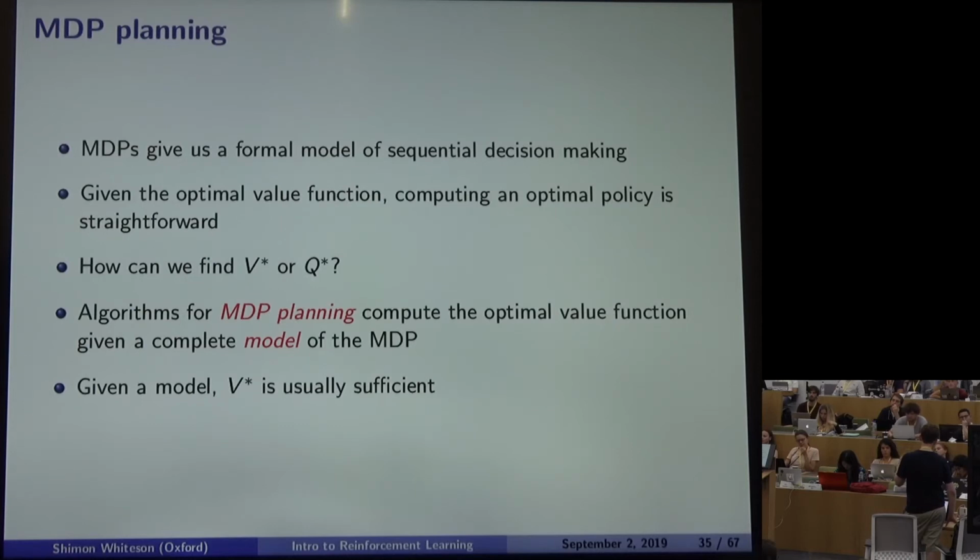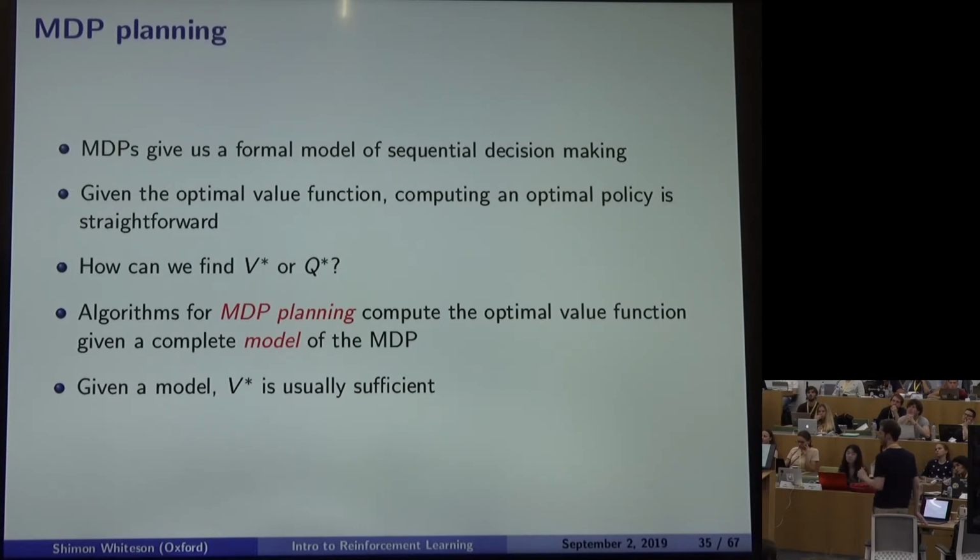So, as I said, if we can find the optimal value function, then finding an optimal policy is straightforward. So the whole game reduces to how can we find this optimal value function? And that's what the area of Markov decision planning is all about. Given a model, and by a model we mean given a perfect transition and reward function, how can we compute the optimal value function? And then using that optimal value function, we will act greedily in the world in order to obtain optimal behavior.